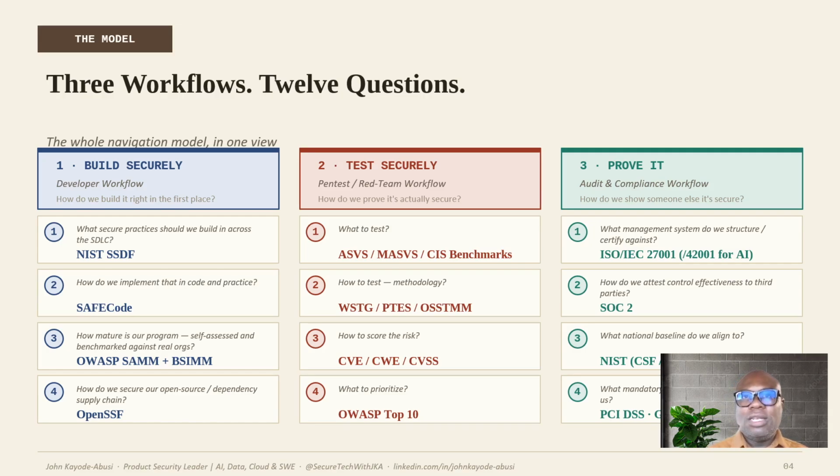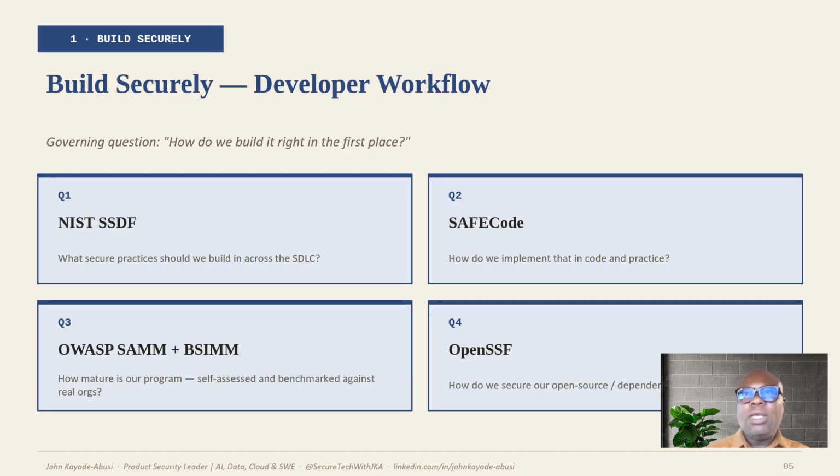Now, if you look at this, it has shown us that if we know the problem, if we understand the question, then we can go for the resources that will give us answers, that will help us move forward. So that is what happens here. We have them here. Build securely: these are the major standards and frameworks that you can use to achieve that. How do we build it right in the first place?